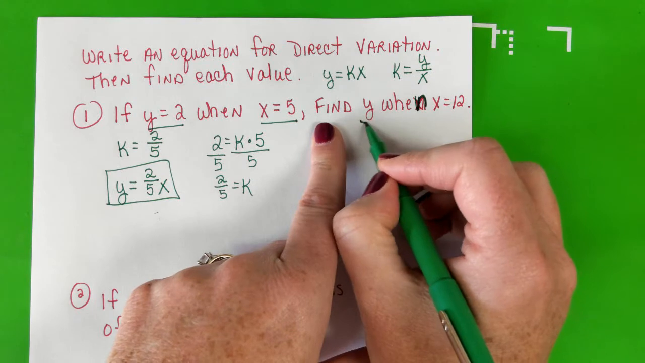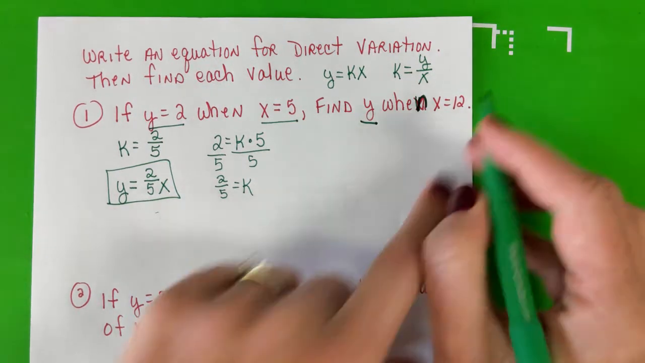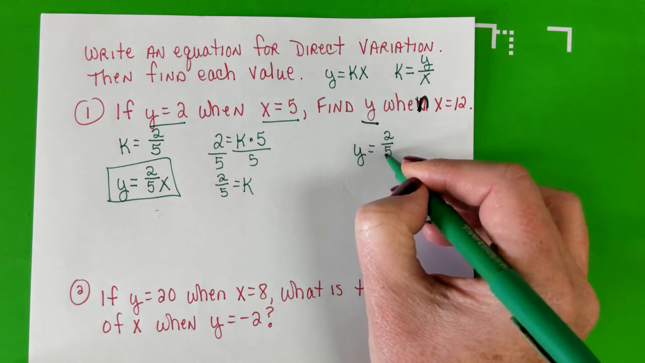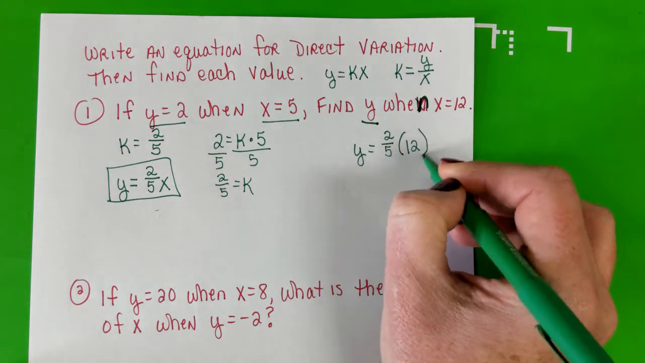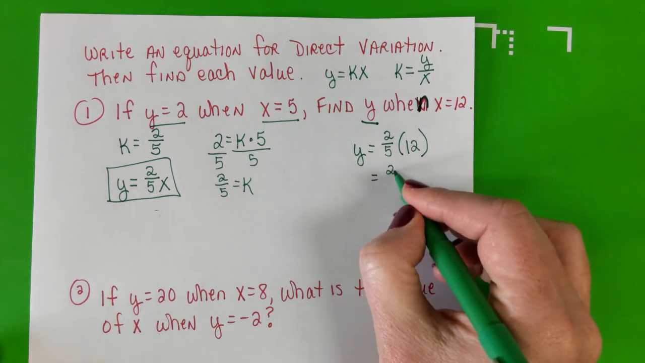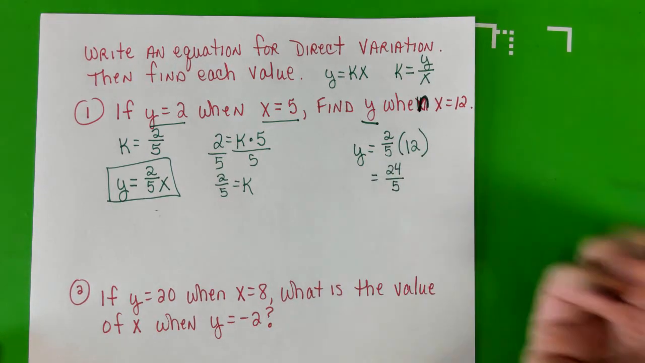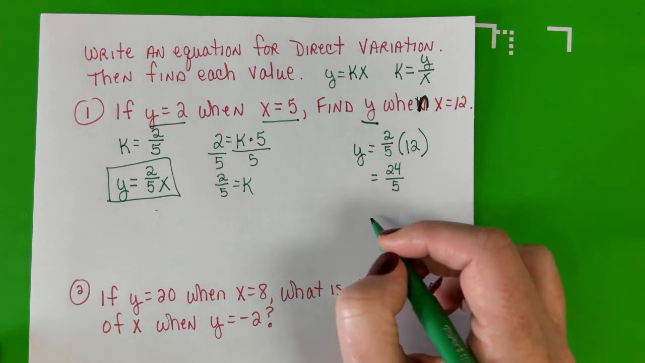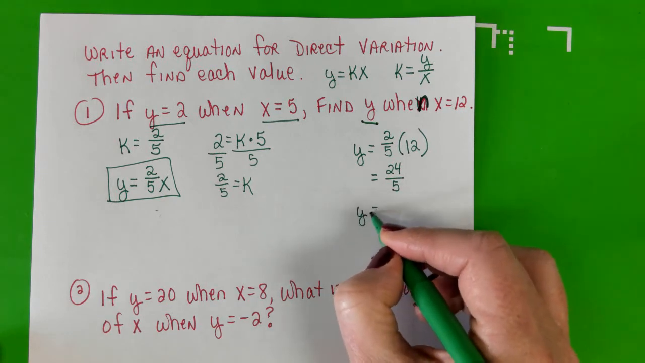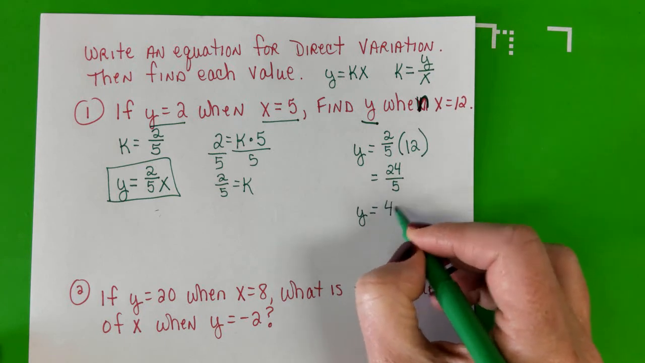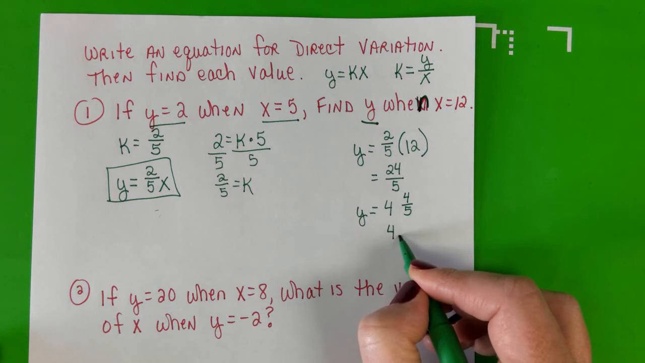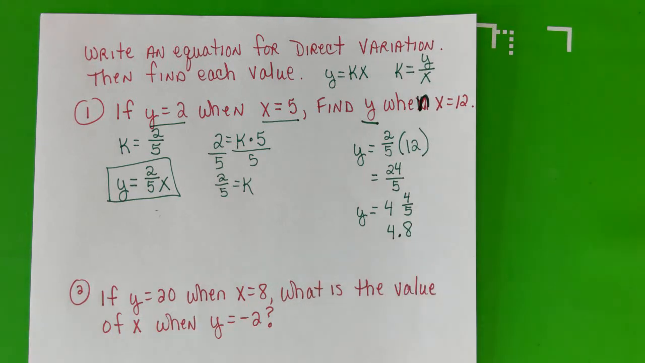Okay, this would be the direct variation equation for these given numbers. Now it says find y when x is 12. So it's now as simple as taking our equation, plugging in 12 for x, and calculating it. This would be 24 over 5, which is technically a perfectly acceptable answer. Or if you change it to a mixed number, that would be 4 and 4/5. That's okay too, or 4.8. Any of those answers are acceptable.